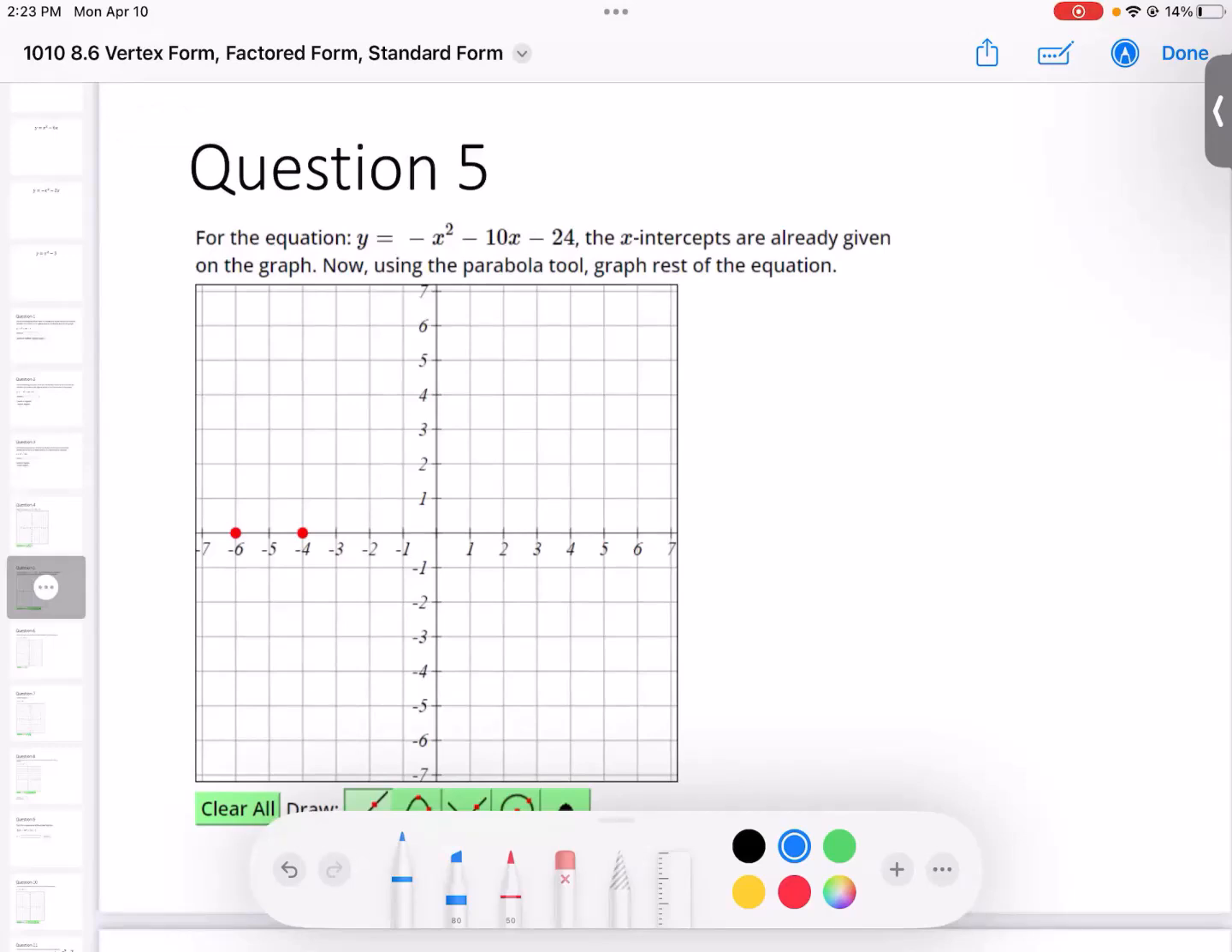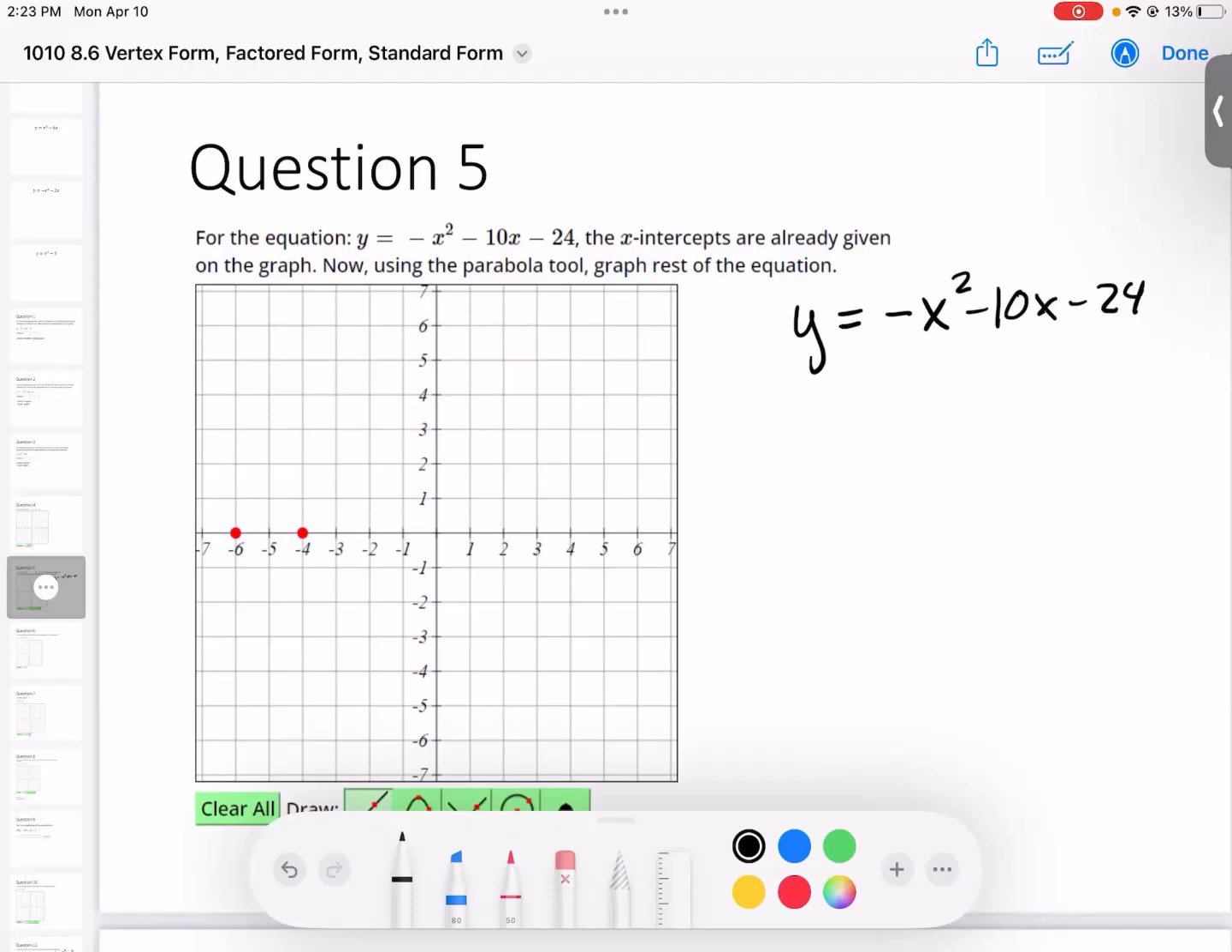On question 5, you could go through and complete the square. They gave me the equation y equals -x squared minus 10x minus 24. However, this one's kind of unique because they gave you the x-intercepts. And one of the cool things about parabolas is that they're symmetrical.